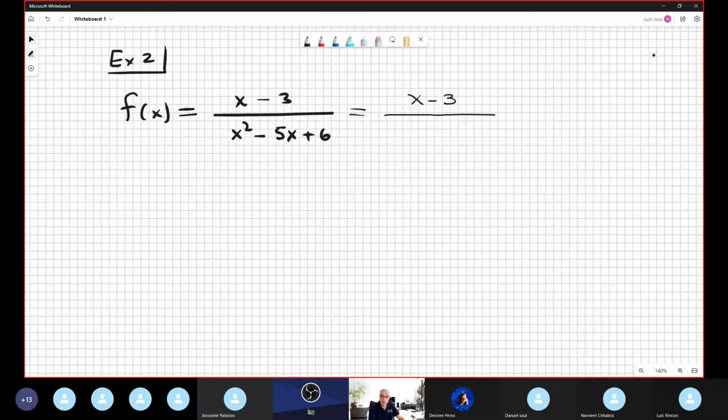And the bottom, no, the bottom is a trinomial. I factor this trinomial. The combination obviously is 3 and 2 because 3 times 2 is 6.